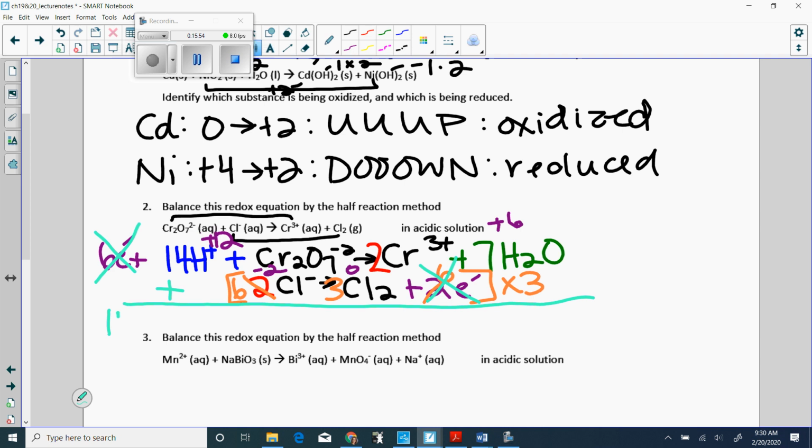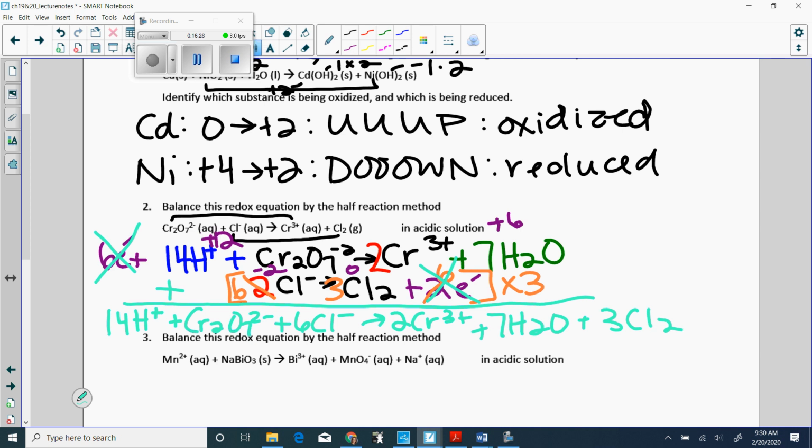So I'm going to write my final answer. I have 14 hydrogens left. I have this Cr2O7, 2 minus still, and I have 6 chlorines all on the left side of the arrow. Now I'm going to go to the right side of the arrow. I have my 2 chromium 3 pluses still. I still have 7 waters. And I still have 3 Cl2s. And everything else is gone.